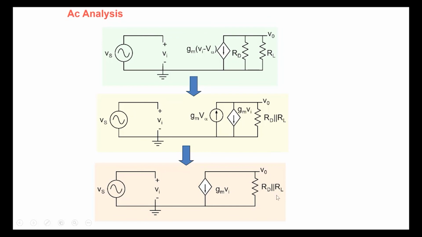So this is the circuit that you need to solve here: VS applied here, GM VI here, and RD parallel RL here. The voltage gain will then be V0 by Vs equal to minus GM times RD parallel RL. And this is what we can call the AC model of the transistor. When we are talking about the AC or the signal part, my transistor can be looked upon in this particular manner. Note that GM times V alpha is a DC component and therefore you can ignore it. You can remove it here. So this is the AC model of the transistor here.